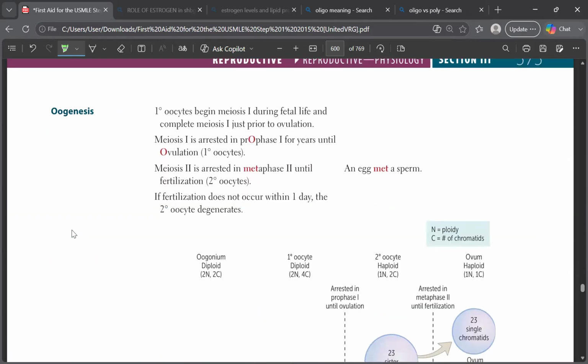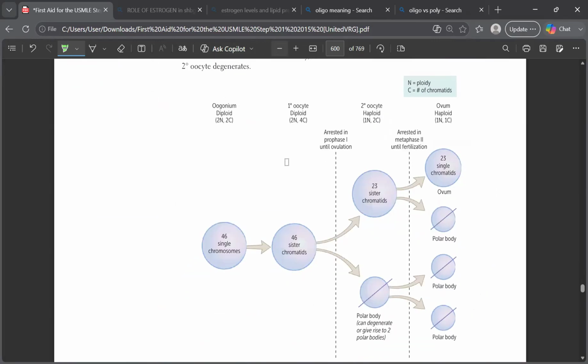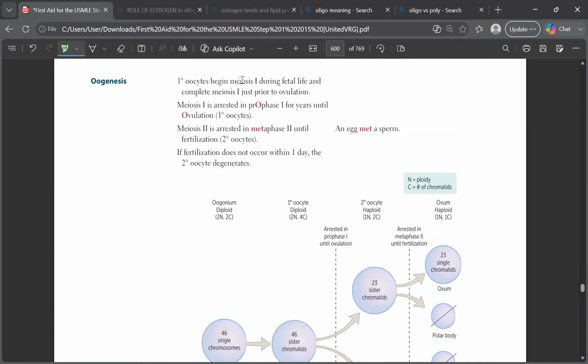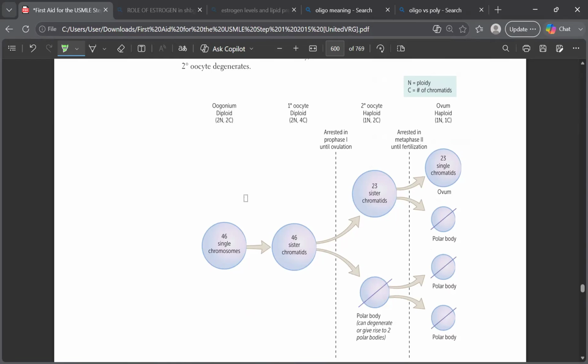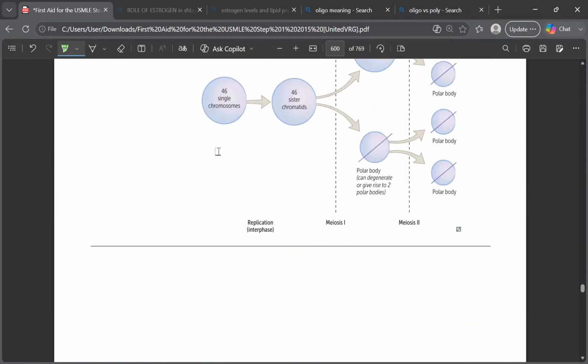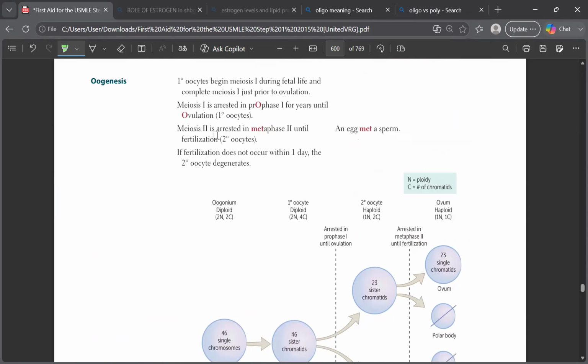Cool. Next we go to oogenesis. Oogenesis can be simplified by this diagram right here. Primary oocytes begin meiosis 1 during fetal life. The first is an oogonium, or diploid gamete cell, that is 2N and 2C. The N is for ploidy and the C is for number of chromatids. So it has two chromatids and it is diploid. This 46 single chromosome cell is known as an oogonium. And primary oocytes begin meiosis during fetal life and complete meiosis 1 prior to ovulation.